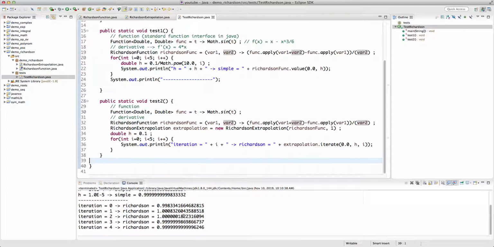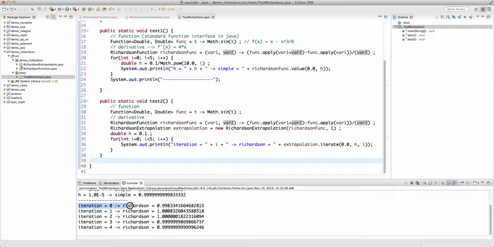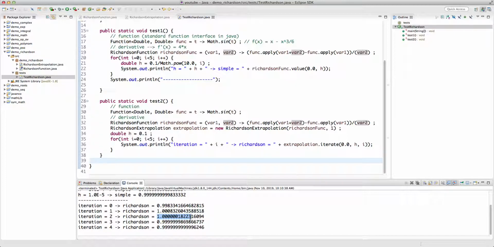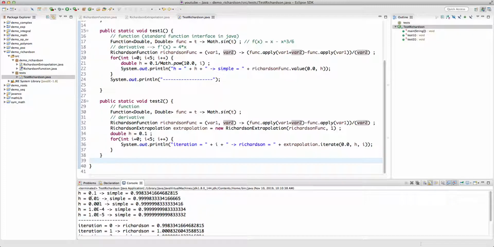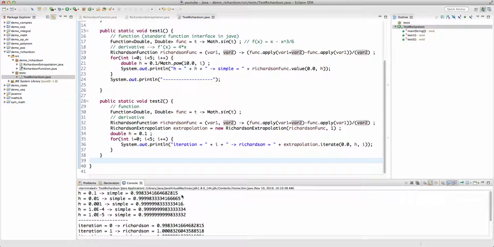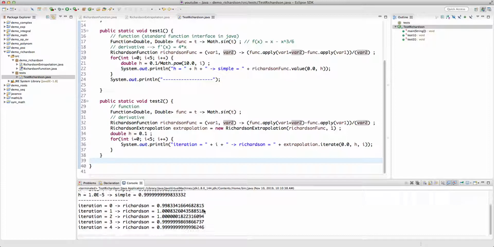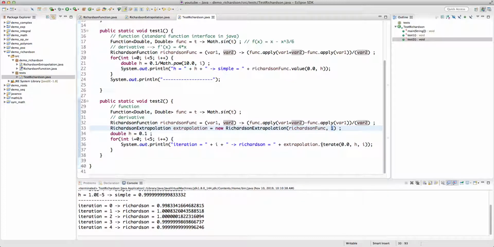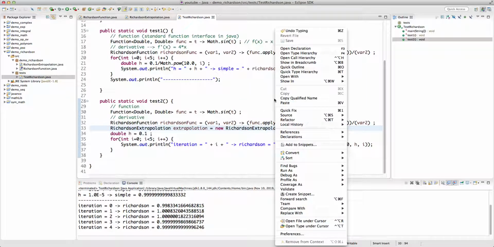Now let's see what happens to our Richardson. As you can see, in iteration 0 we get exactly the same result, but in iteration 1 we get 1.000836, and in iteration 2 we pretty much get the exact result. And as you can see, in this case Richardson and our approximations are pretty much similar. That's because I set this to 1. I assumed that it's 1, but in fact it's 2, right? For sine, the order of error is in fact 2.